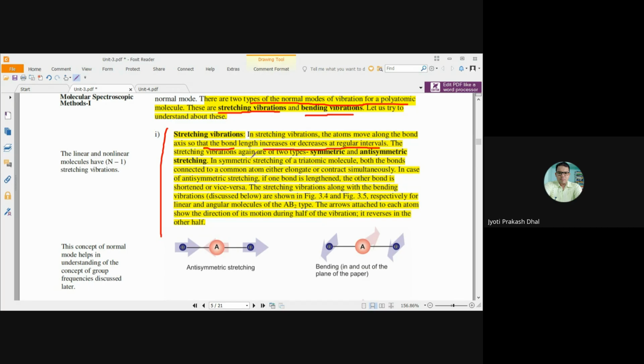The stretching vibration is again divided into two types. The first one is symmetric stretching and the second one is asymmetric stretching. Now coming to what symmetric stretching and asymmetric stretching are. In symmetric stretching of a triatomic molecule, both the bonds connected to a common atom either elongate or contract simultaneously.